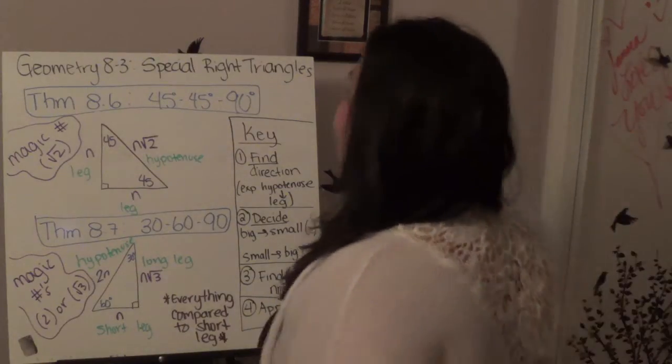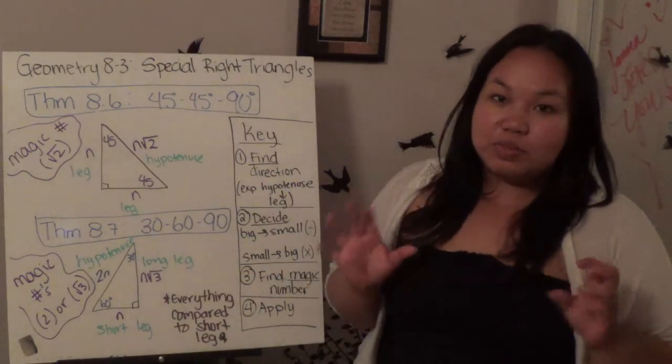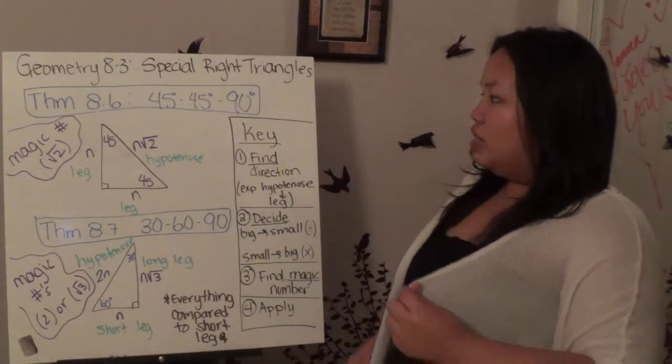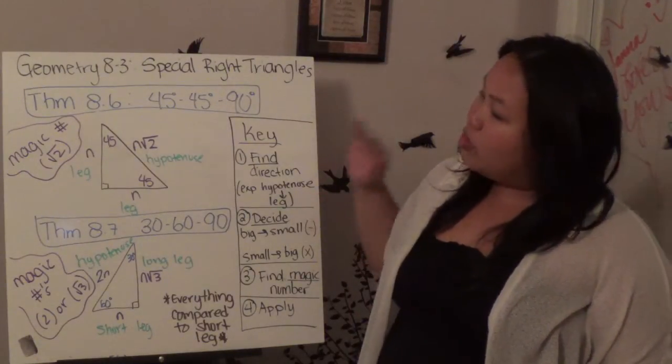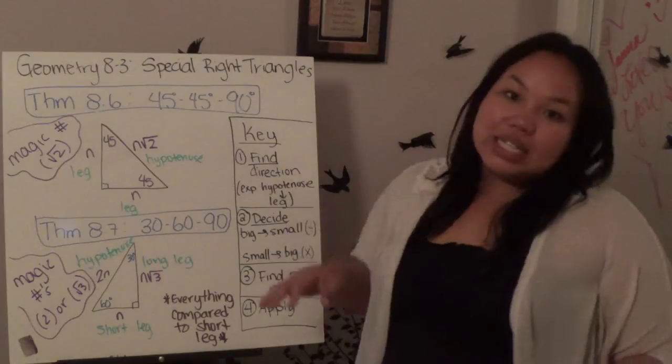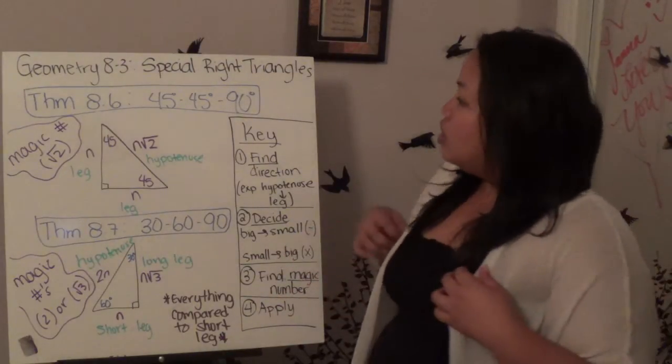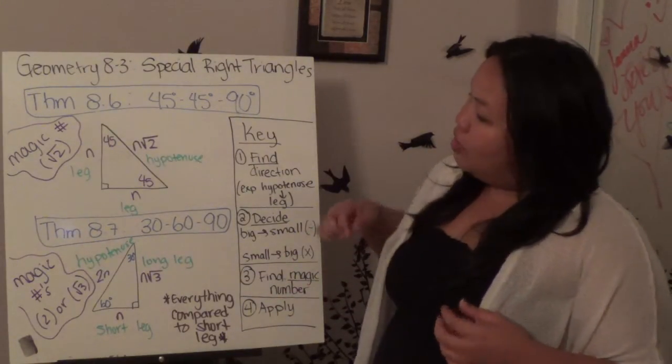Geometry 8.3, we're talking about special right triangles. There are special degrees of right triangles, and there are two theorems that we're going to go over, theorem 8.6 and 8.7. Basically, they are right triangles that have specific degrees.